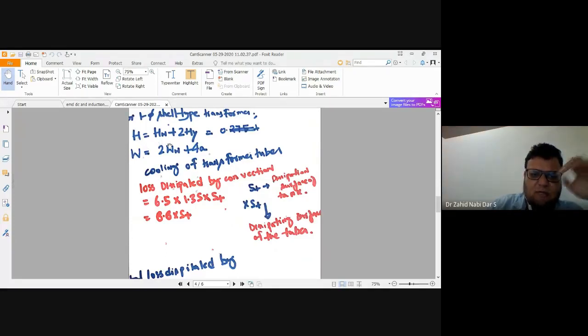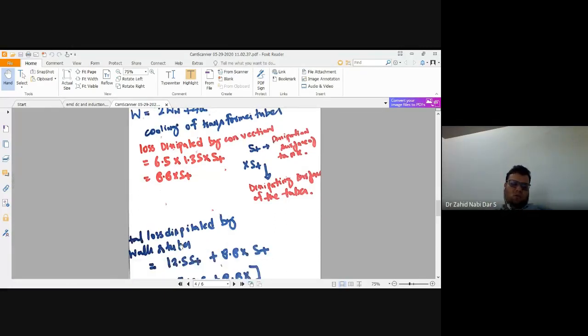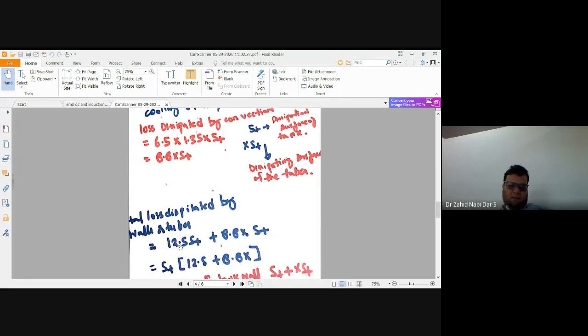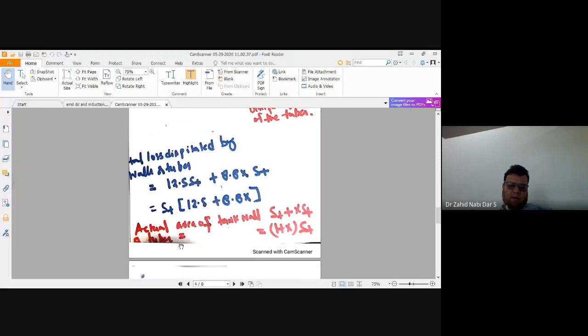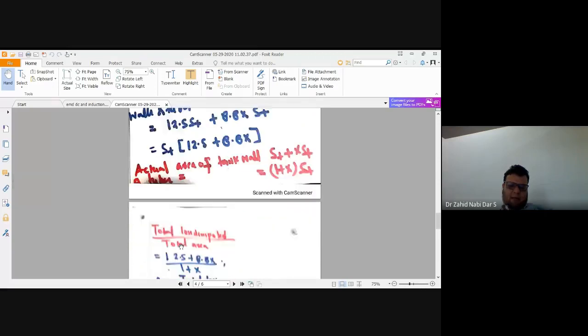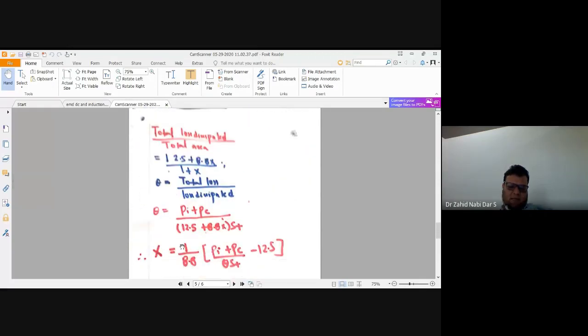See, H is equal to HW plus 2HY, and W is equal to 2W plus 4A. This is for the cooling of transformer tubes. So this is given by this particular formula. The loss dissipated by walls and tubes is 12.5 ST plus 8.8 XT. ST is 12.5 plus 8.8 X. And this derivation I have done.